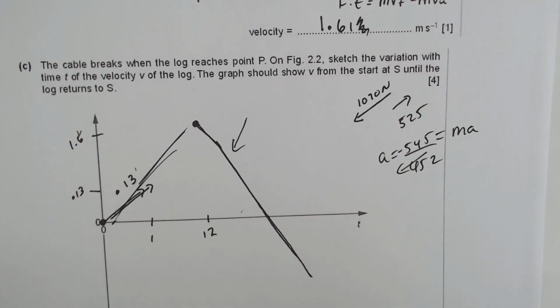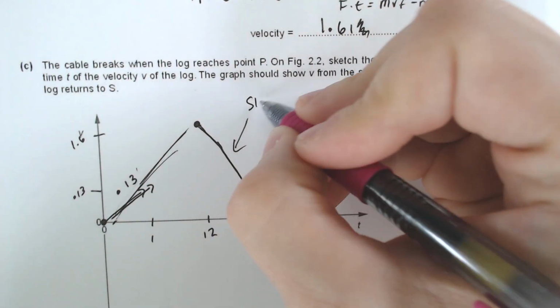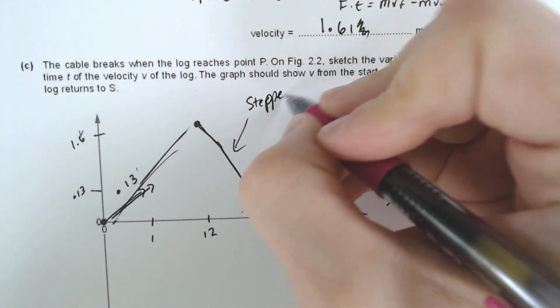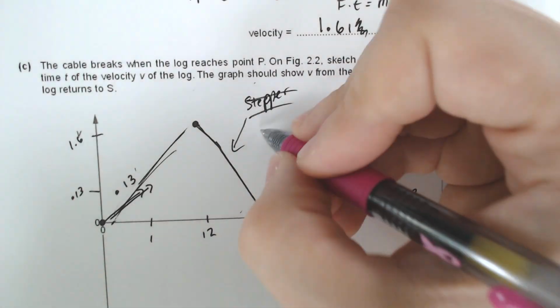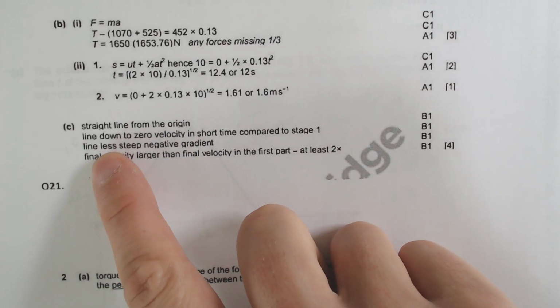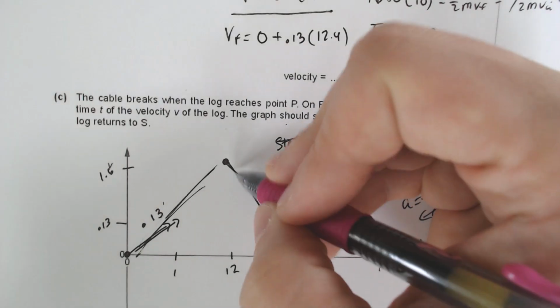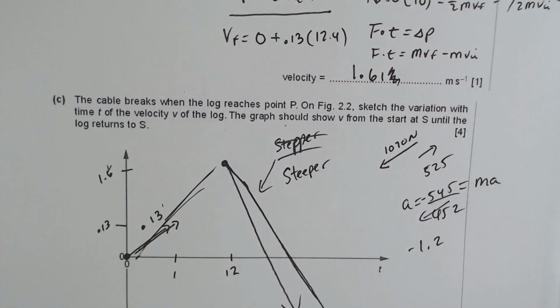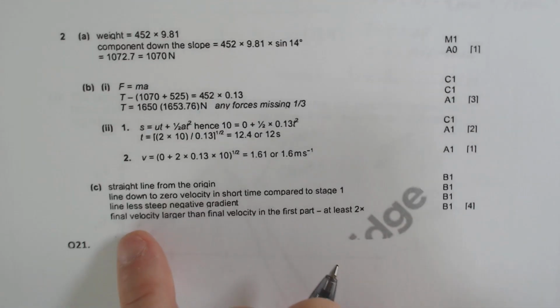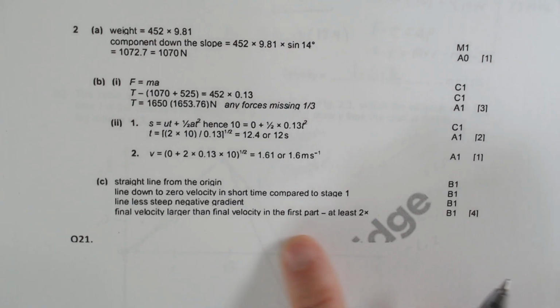545 divided by 452 ends up being a slope of 1.2. So this slope should technically be steeper. Depending on how many points this question was worth, it was worth 4 points, you might have to be more precise. It says, straight line from the origin, line down to 0 velocity in a short time compared to stage 1. So this should be a shorter time than stage 1, so it should have been steeper. I already committed in pen, so I was over. Less steep line, negative gradient, final velocity of at least 2 times.